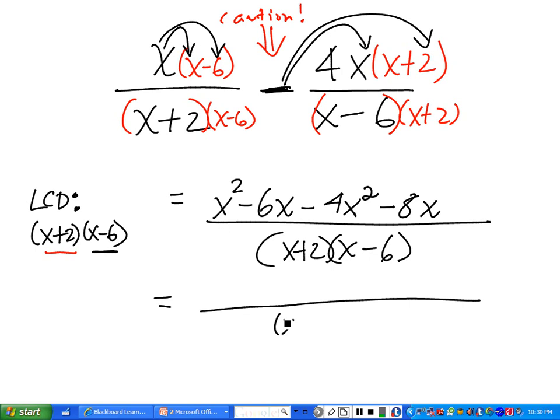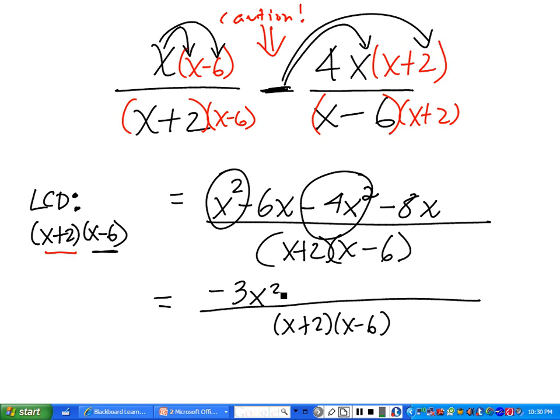Okay, now we need to combine like terms. x squared and negative 4x squared. Those are like terms. That gives us negative 3x squared. Then we have a negative 6x and minus 8x. Same sign. So we're going to add. So negative 14x.